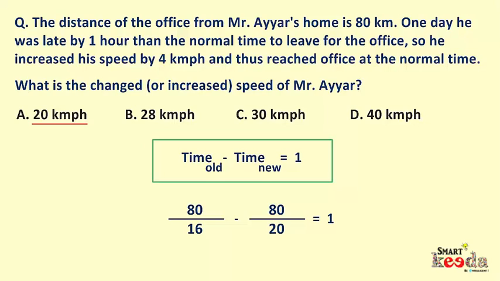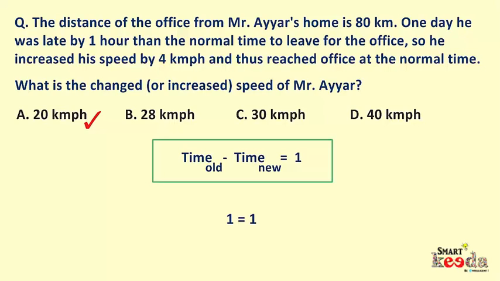minus 80 upon 20, and this whole left hand side is equal to 1. Now solving the equation further, we get 5 minus 4 is equal to 1, or 1 is equal to 1. Hence it's clear that 20 km per hour as an option satisfies the equation. Thus 20 km per hour is the right answer. So wasn't it simple?